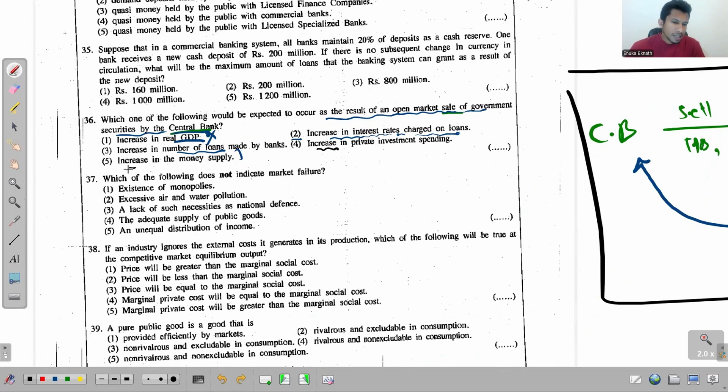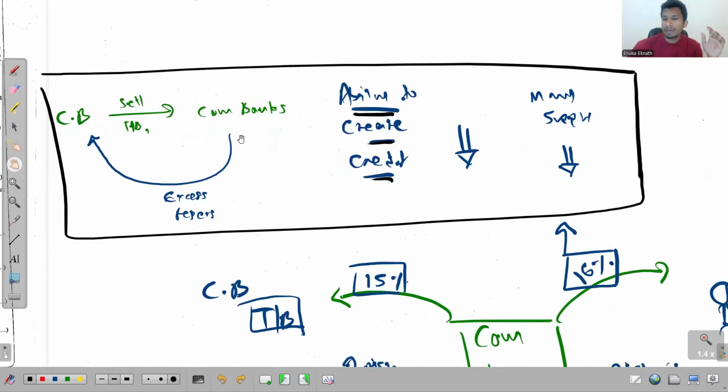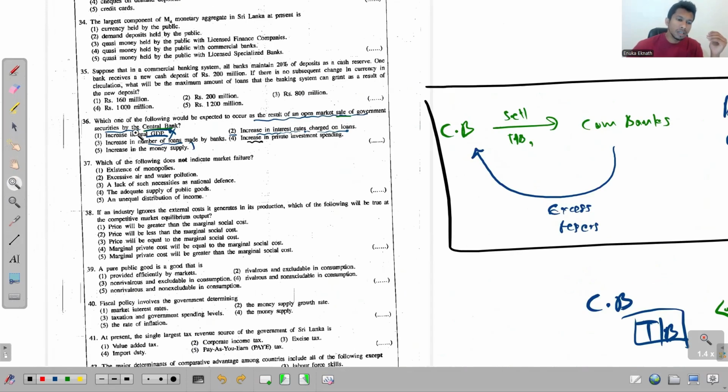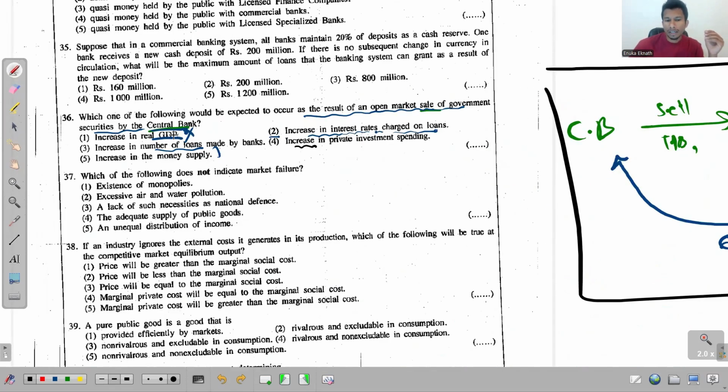The fifth one says increase in money supply. No, once again, if you remember this first discussion we had, it really decreases the money supply in the economy. So this is also not the answer for this question 36. Then the answer is the second one.